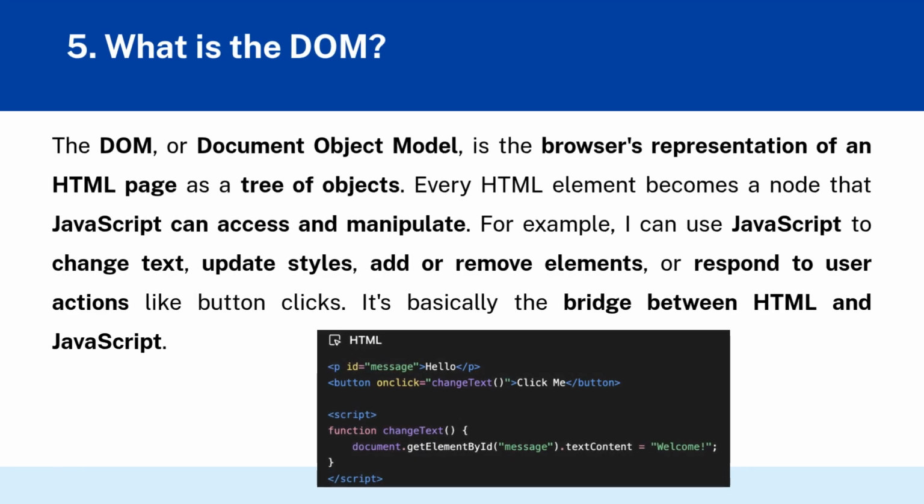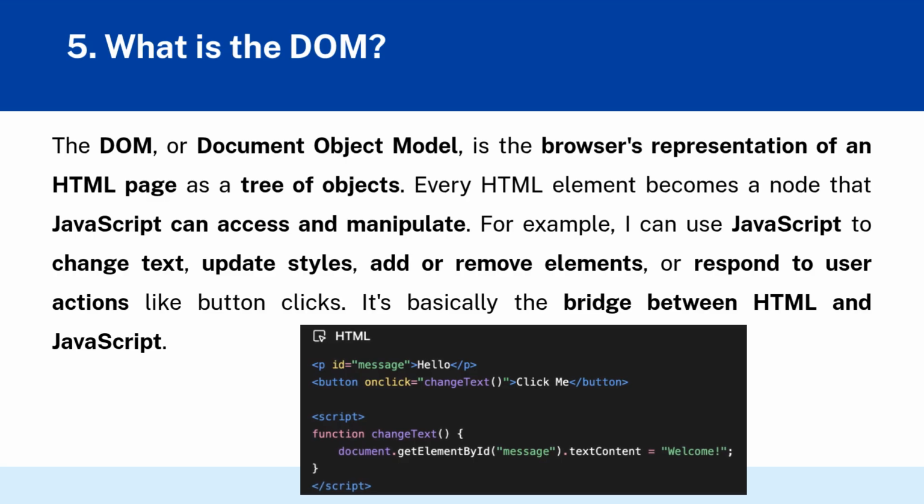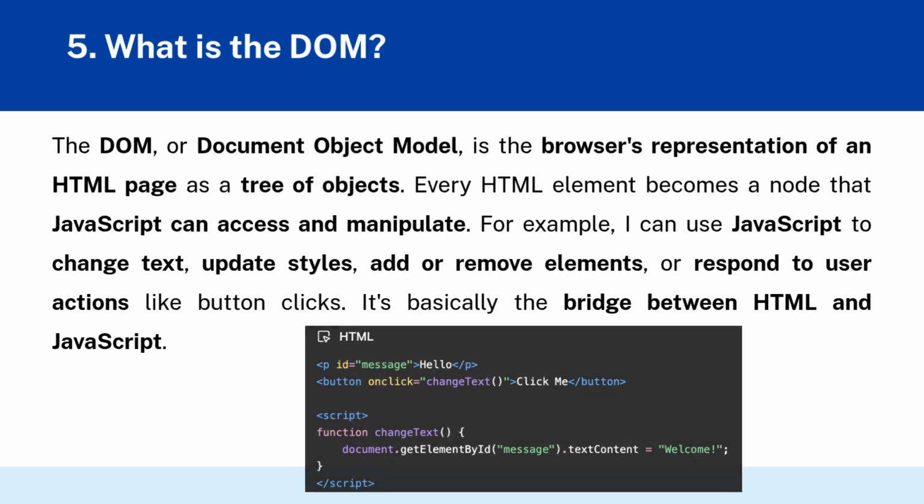What is the DOM? The DOM, or Document Object Model, is the browser's representation of an HTML page as a tree of objects. Every HTML element becomes a node that JavaScript can access and manipulate. For example, I can use JavaScript to change text, update styles, add or remove elements, or respond to user actions like button clicks. It's basically the bridge between HTML and JavaScript.